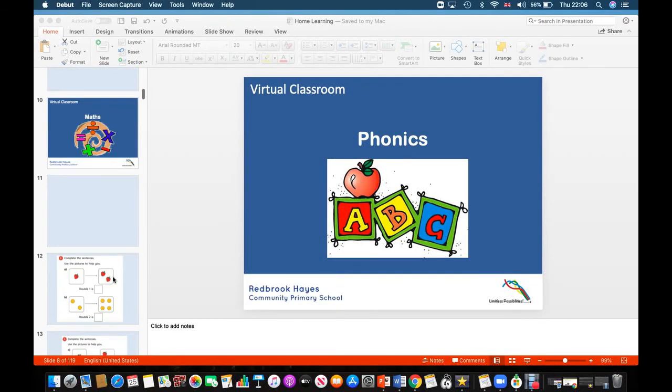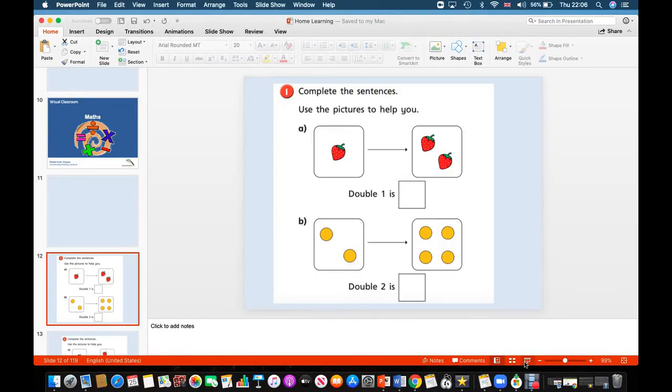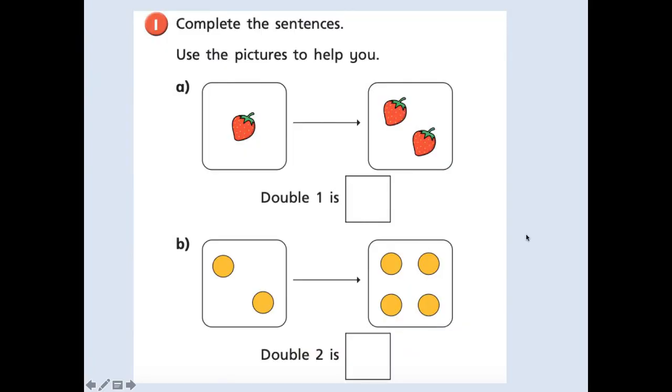Okay, so now we have got our maths questions to have a go at. So remember to pause each screen and have a go.